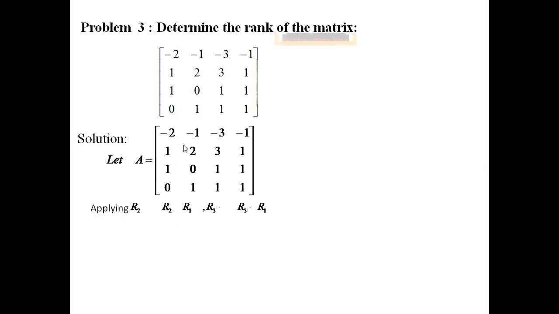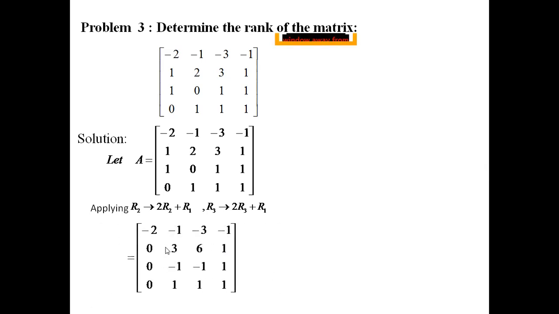For the second row, R2 becomes 2 times R2 plus R1. For the third row, R3 becomes 2 times R3 plus 3 times R1. If you apply this operation, what did you get? The first row is as usual. Here, as usual, you just see this calculation. This is 0. Everything will get it: 0, 0, 0 you got.